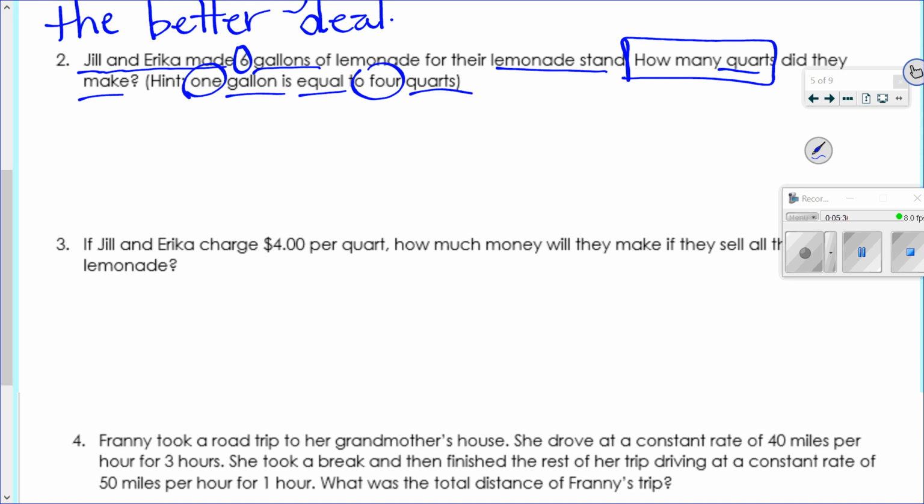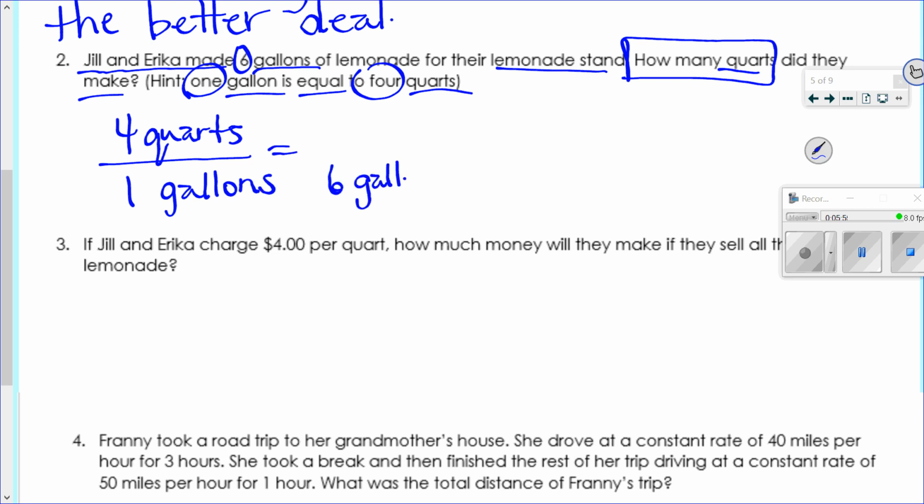Okay? Now I'm going to set this up. Talk to me, Avery. I like what I just heard there. 4 quarts in 1 gallon, guys. 4 quarts in 1 gallon. Now, how many gallons did they make? 6 gallons. So they made 6 gallons. How did I go from 1 to 6? What's in my mystery box? Talk to me. Multiply by 6.